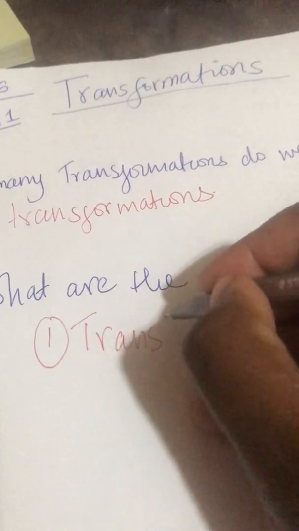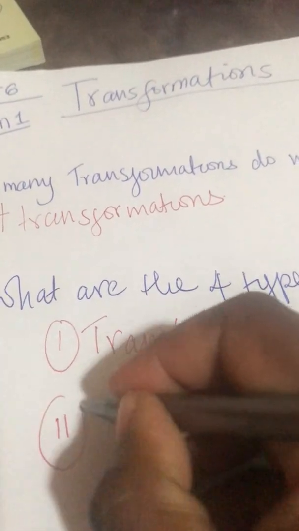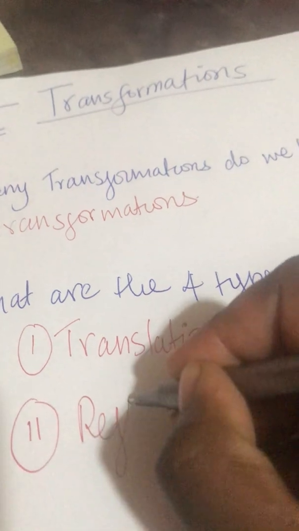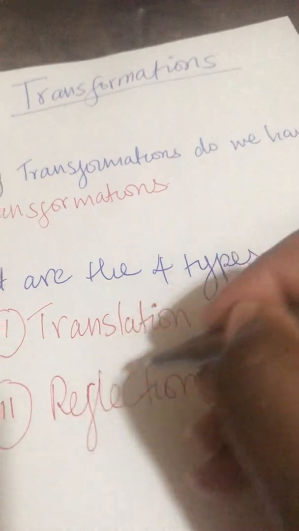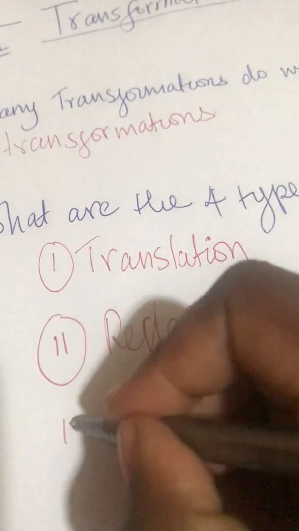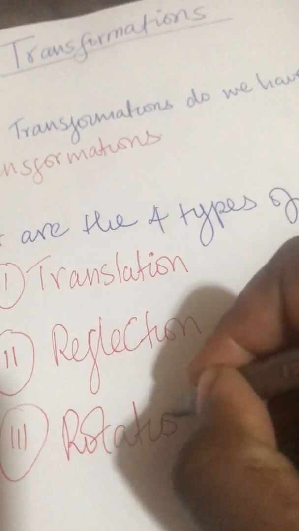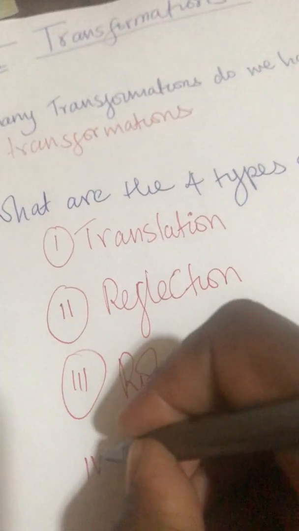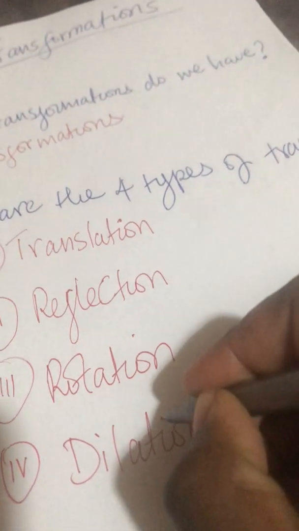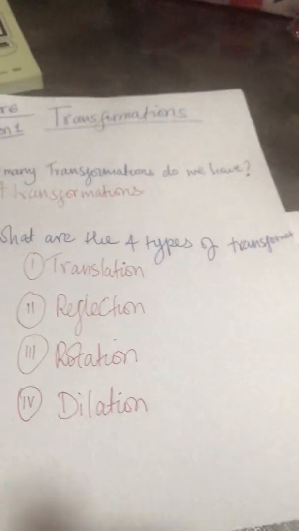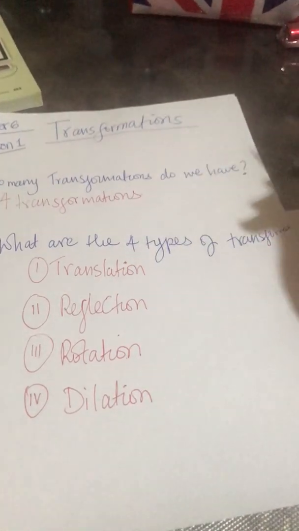Translation, reflection, rotation, dilation. Okay, so you have 4 types of transformations: translation, reflection, rotation, dilation.